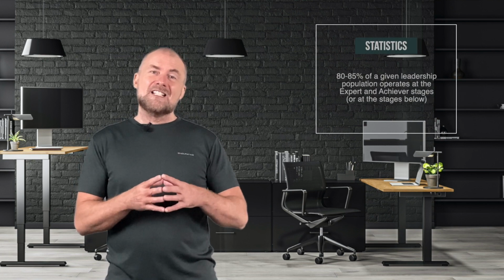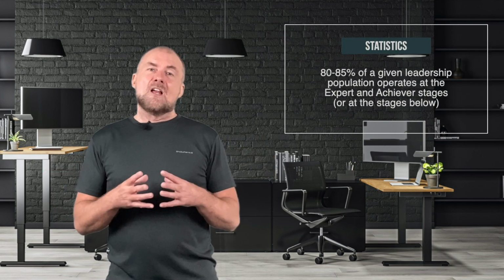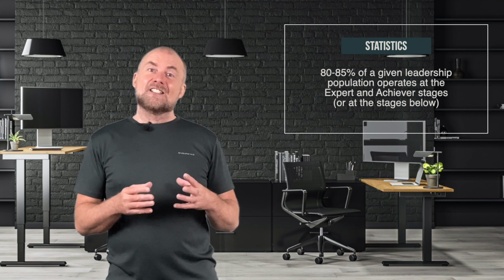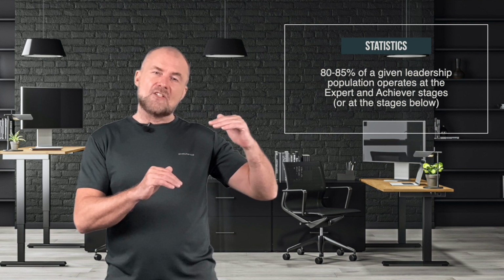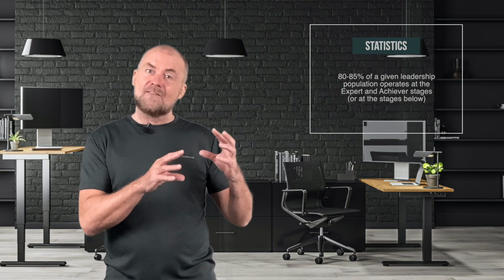So how many people do really operate at the different stages then? Well, it depends a little bit on which statistic you're looking into, but some statistics indicate that up to 80-85% of a given leadership population would operate at the first two stages. So that would be the expert stage and the achiever stage. Some of these 80-85% may even operate at lower stages.